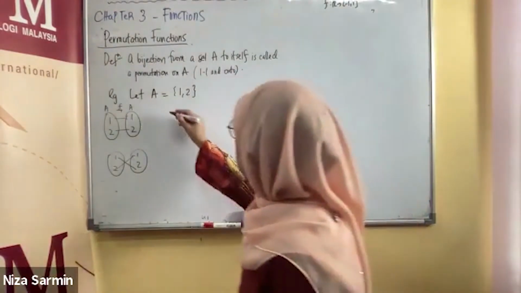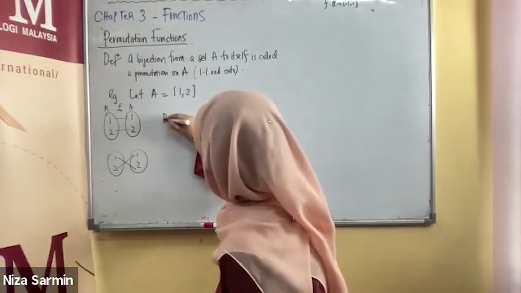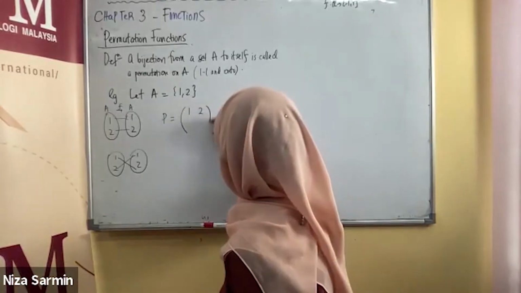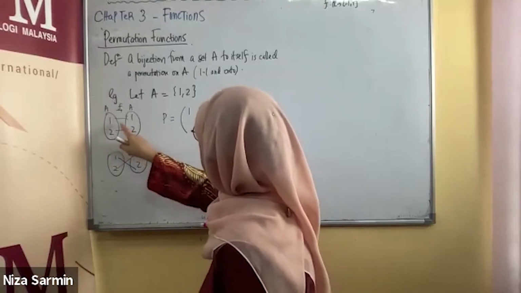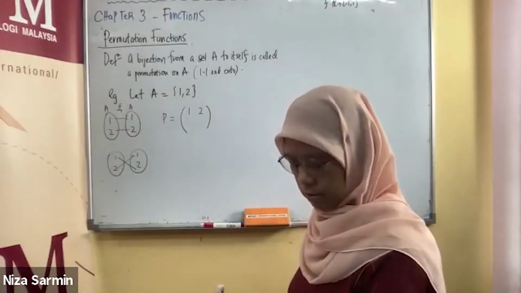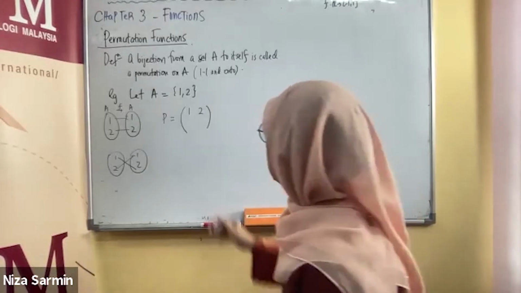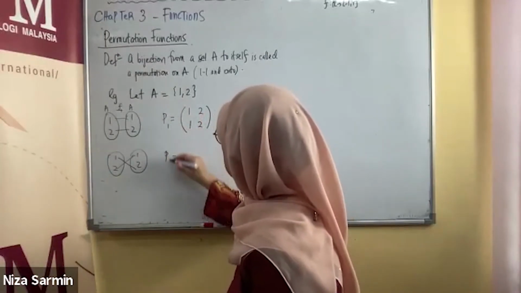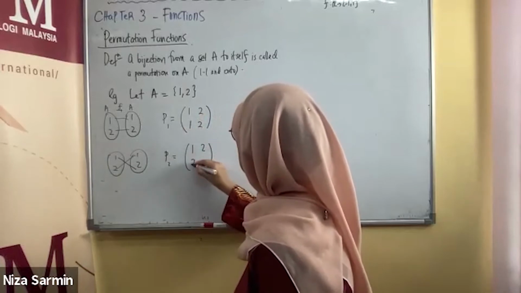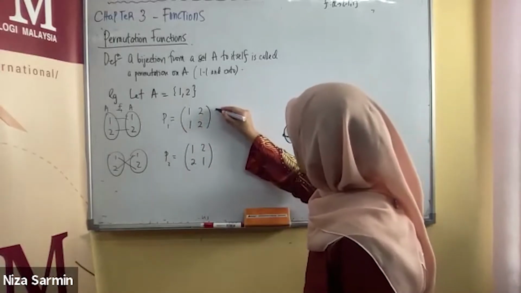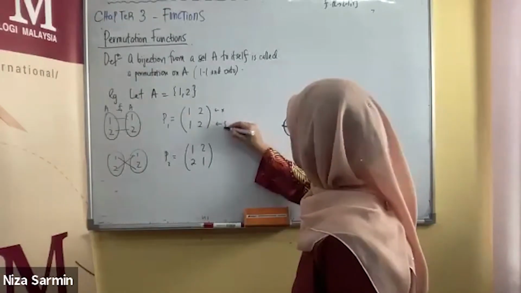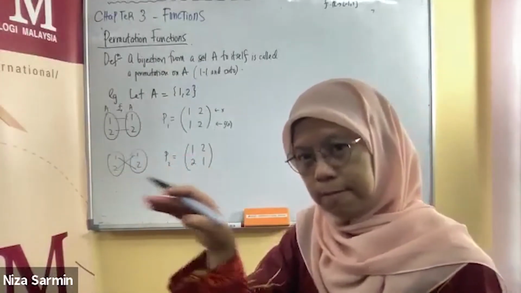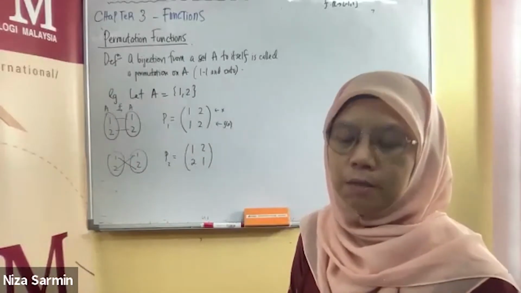Then we write P equal, I want to make sure it's the, because sometimes I put bracket. Okay, like this. 1 goes to 1, 2 goes to 2. This one, 1 goes to 2, 2 goes to 1. So this one is the X, this one is the Fx. Okay, the first row is the X element, the second row is the image.